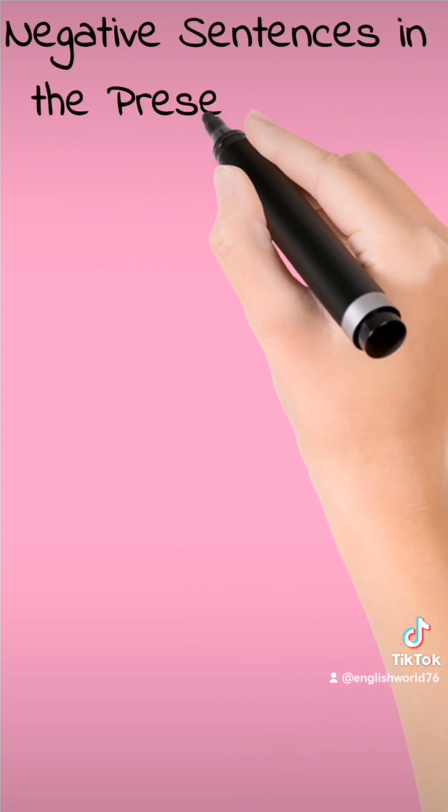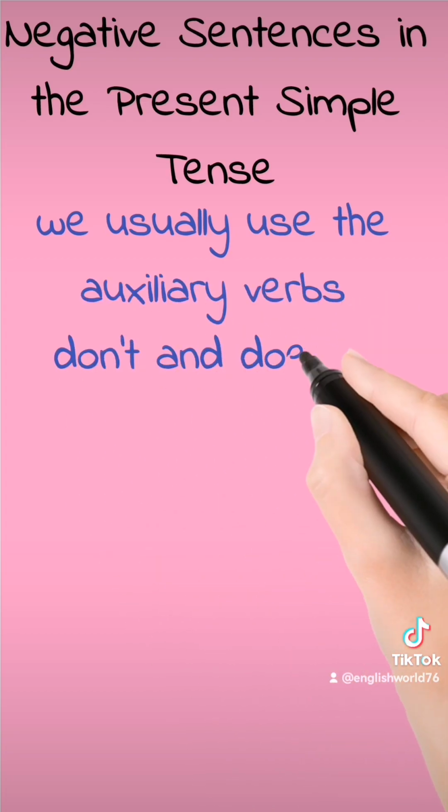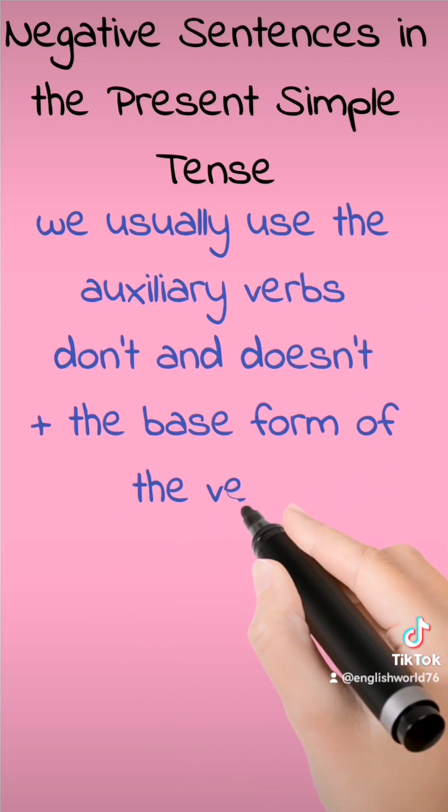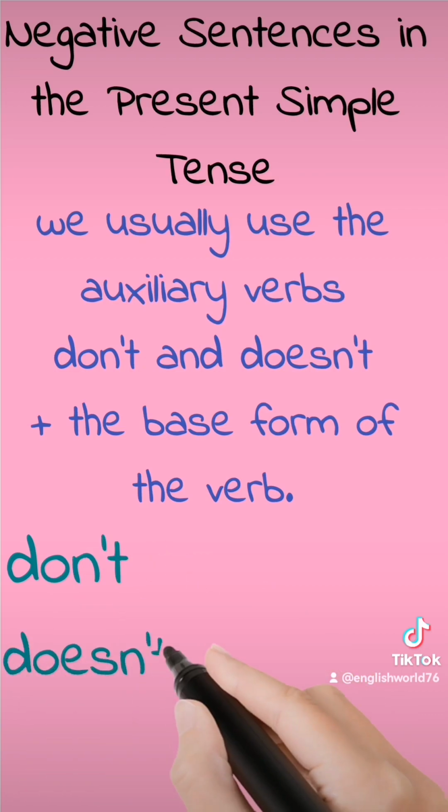Negative sentences in the present simple tense. We usually use the auxiliary verbs don't and doesn't, plus the base form of the verb.